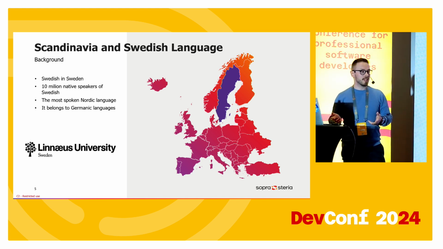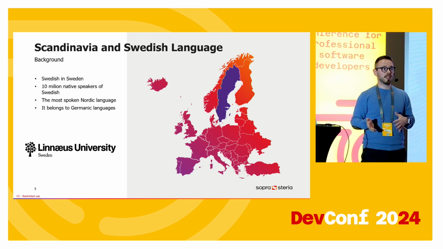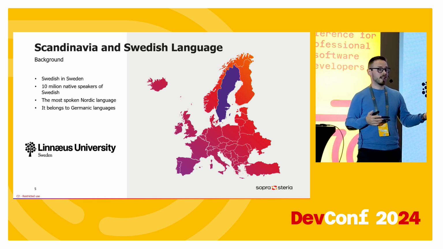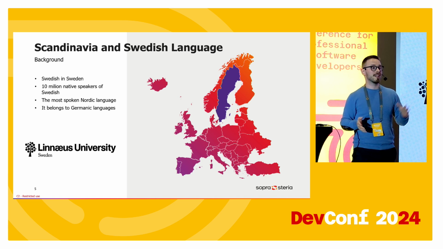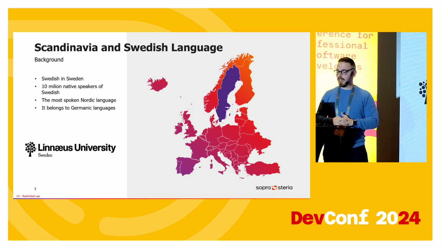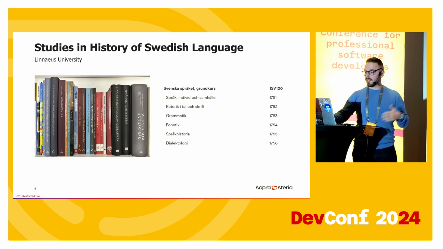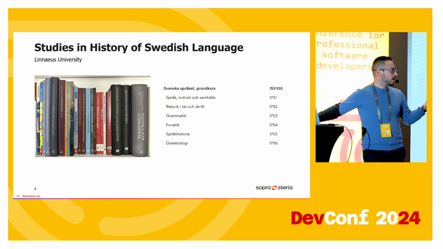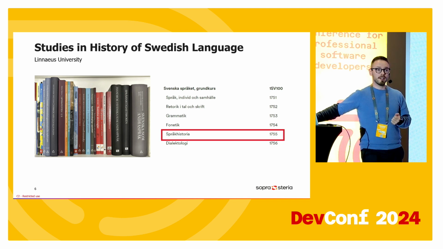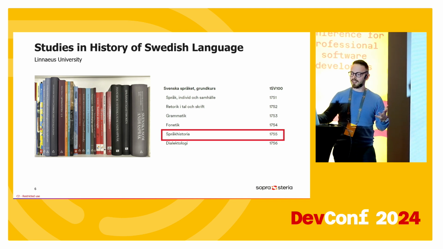And I moved to Sweden a couple of years ago. I already could speak Swedish, but I wanted to take it to the next level, and I wanted not only to learn the language, but also study the language. So I signed up at Linnaeus University to study Swedish. And this is the list of my courses in the first term, and this one, Språkhistoria, was one of the most exciting ones at the beginning.